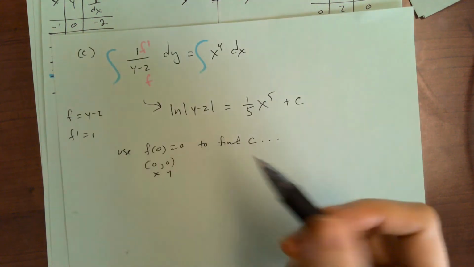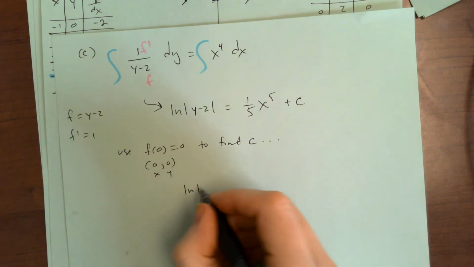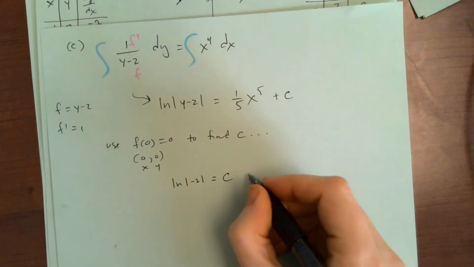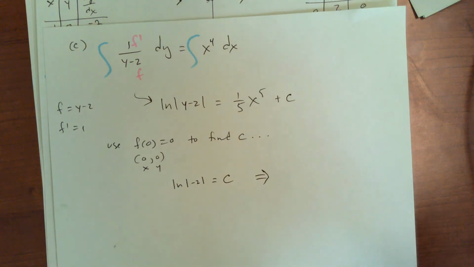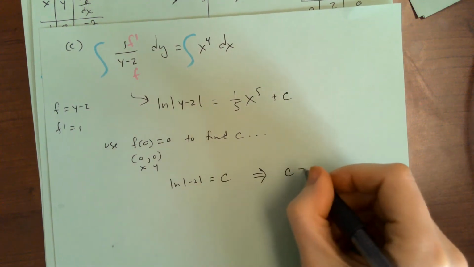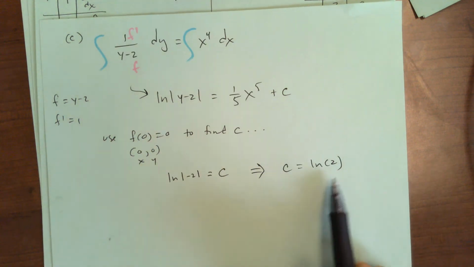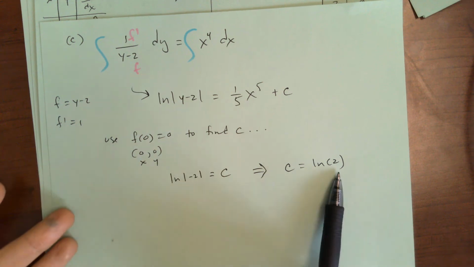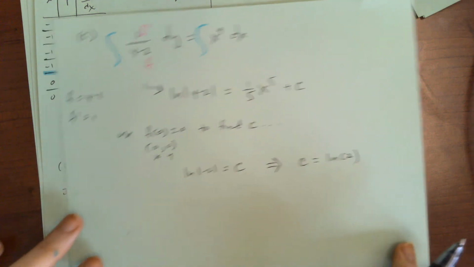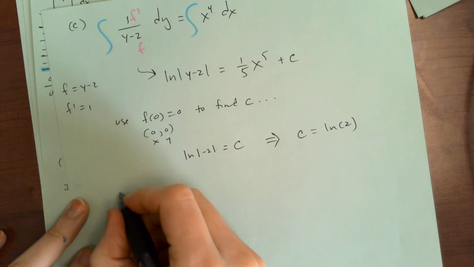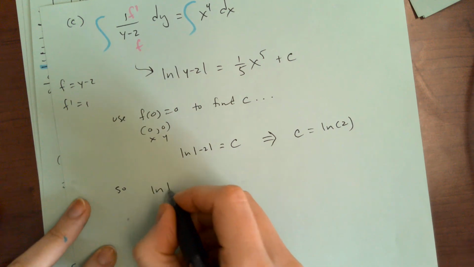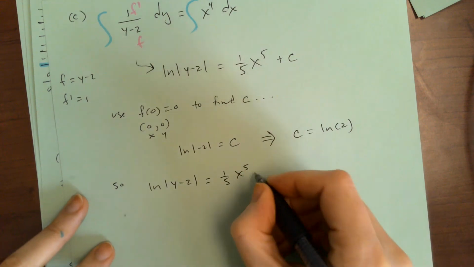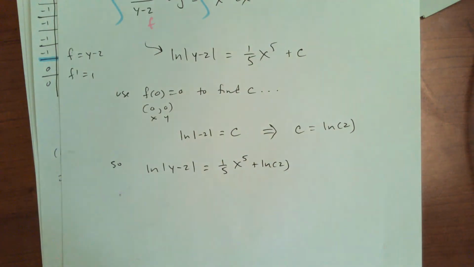So I'm just plugging 0 in. So this is the natural log of the absolute value of -2 equals c. Guys, the absolute value of -2 is just 2, so c is the natural log of 2. I don't need the absolute values once I've evaluated it. So absolute value of -2 is just regular 2. All right, now I put c back in. So we have natural log, absolute value of y minus 2, equals 1/5 x to the 5th plus natural log of 2.